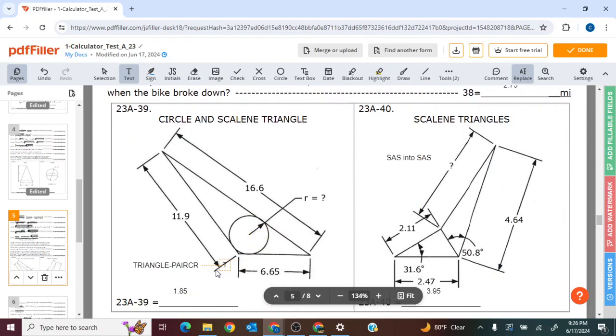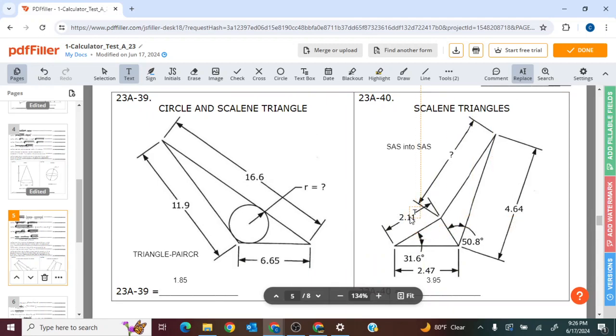Okay, 39, very simple if you have a good program. SSS, or you go to Triangle, Pair Circ, and you plug in every side. Ivan may be replacing this program in a bit, so you'd go to SSS instead, and then you'd continue, and it'd give you more info than you actually need.